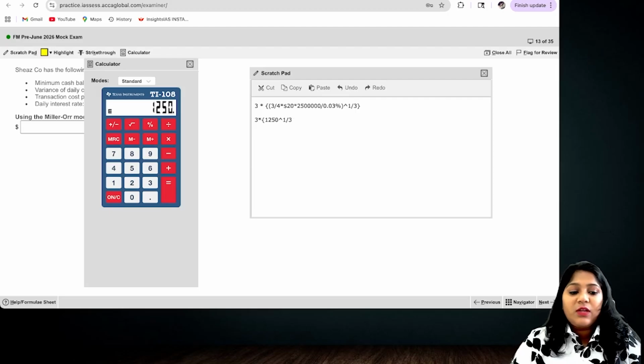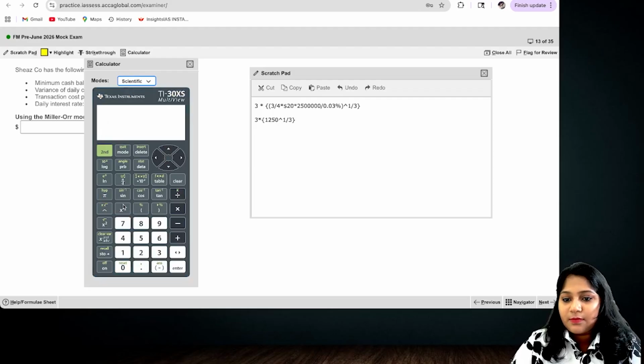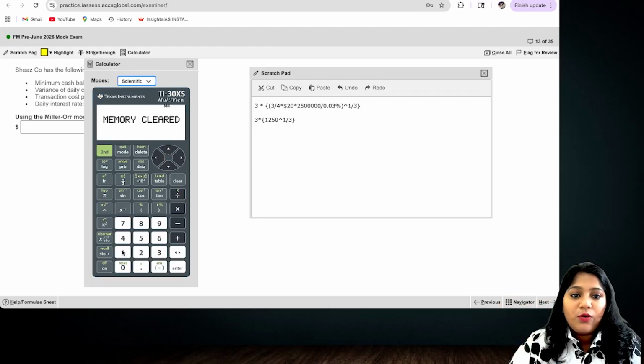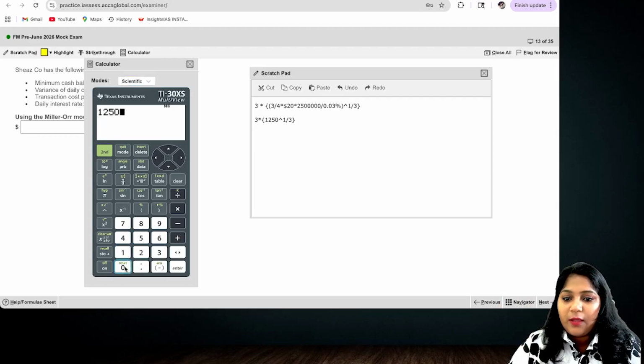Guys, if you're finding difficulty in your regular calculator, you can convert into scientific. So how do you do it? You'll go ahead and take 1250, and raise it to the power 1 divided by 3. So you should get somewhere around 10.772 or whatever the value is, that multiplied with 3. You should get an answer.